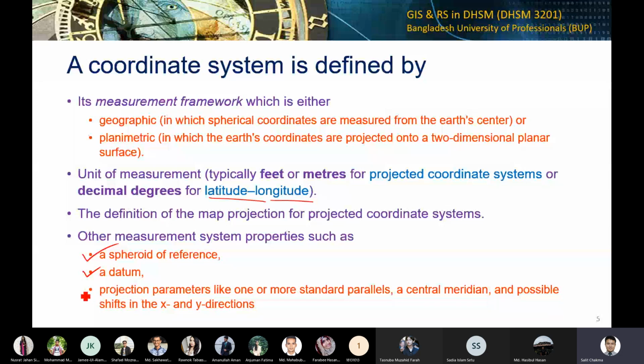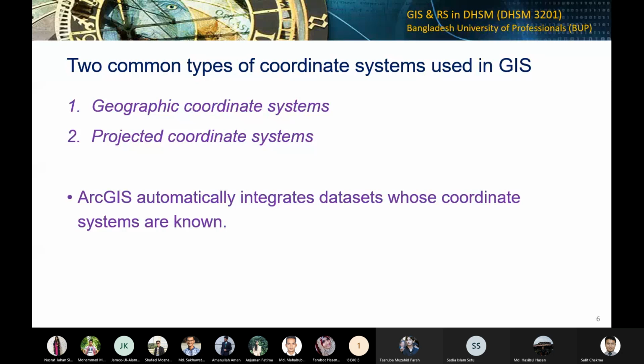And finally, the measurement. How are we going to differentiate the distances, or what units are we going to use? So the parameters, for example, the parallels, meridians, etc., and also maybe X and Y coordinates. So what are these parallels, central meridian? We'll be discussing them very shortly. But before discussing them, we have to divide the coordinate system.